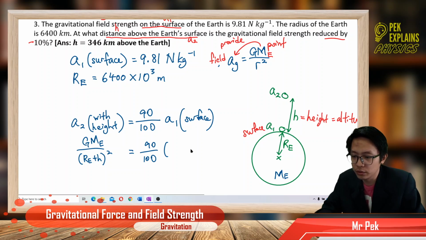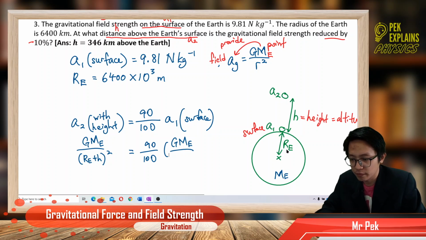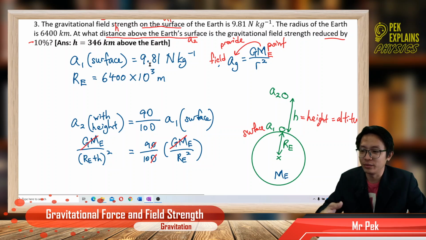the formula GM over r square. For the Earth surface it is GM over, how far is it from the center? Radius of Earth. So now we can cancel the common. GM and GM can cancel. The 0 here also can be cancelled. So now we can solve. Actually 9.81 is not necessary. This information is unnecessary.